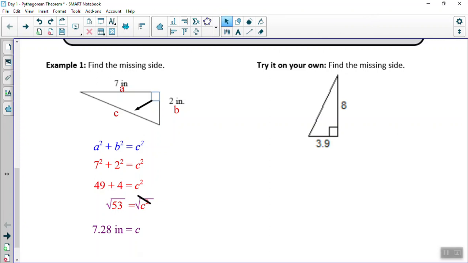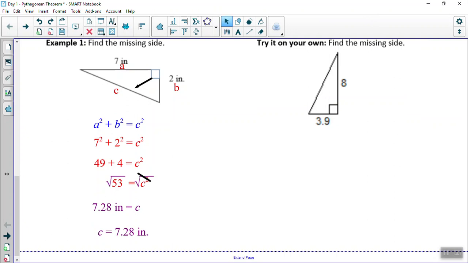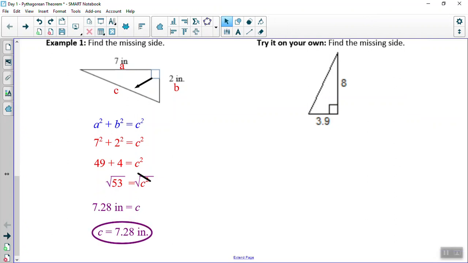And that will be our value for C. So this length here is approximately 7.28 inches long. And then I'm just going to turn it around because I prefer my variable to be first, and then circle my answer. Okay? All right, let's go to the next page.